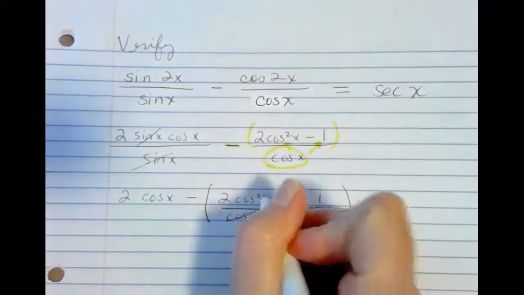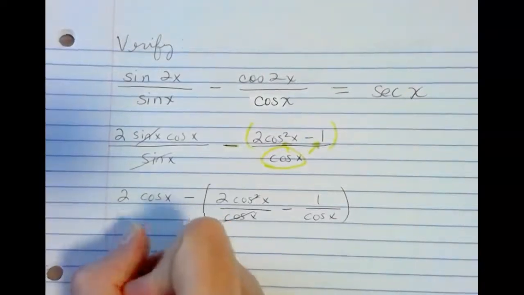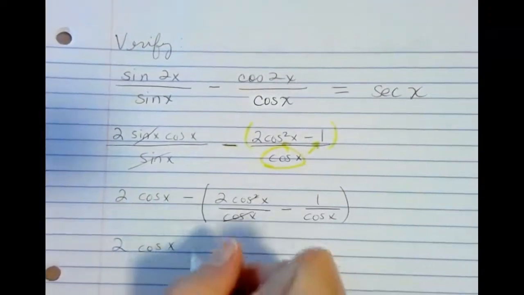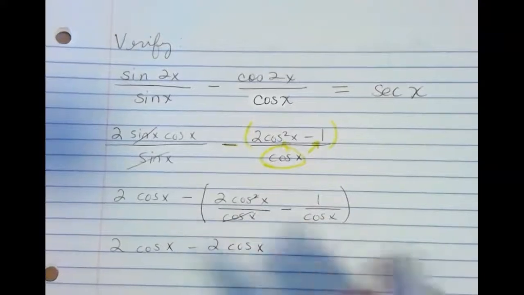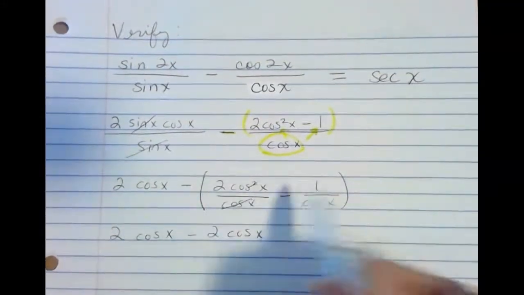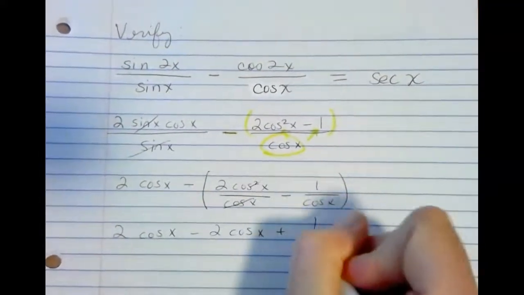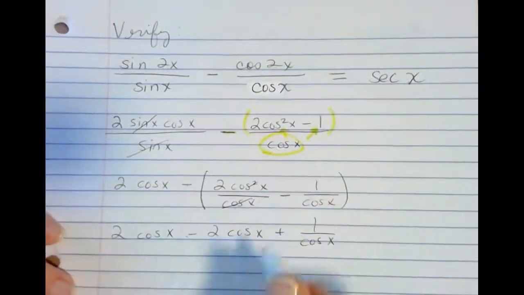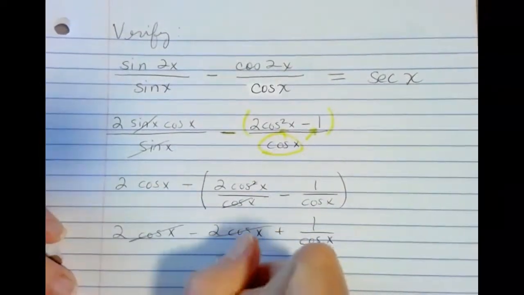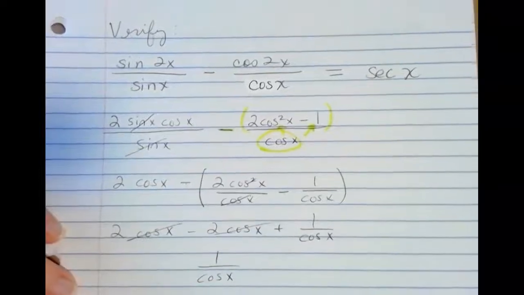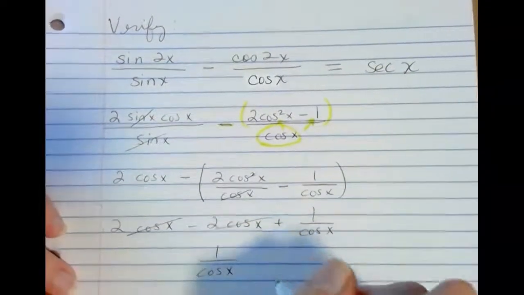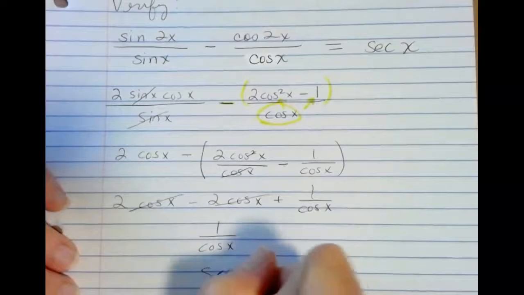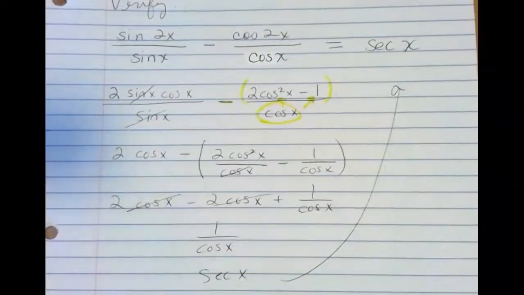So here, that cancels, and we're left with 2 cosine x minus 2 cosine x. That's good. And then minus that negative plus 1 over cosine x. So 2 cosine x minus 2 cosine x, that cancels. We're left with 1 over cosine x, and of course 1 over cosine x is actually equal to secant x, and that is our right-hand side. So on that one, we didn't even touch the right-hand side. We completely transformed the left-hand side to be the right.